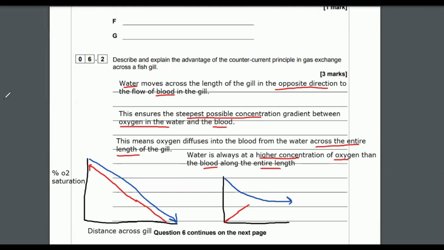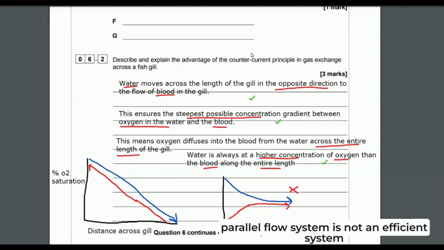What will actually happen is, in a parallel system, they'll both level out here in the middle, where they reach 50% oxygen in the blood, 50% oxygen saturation of the water, and we get no net movement. They're in an equilibrium, but the result is that the blood does not have a high amount of oxygen saturation. So the parallel flow system is not a very efficient system for gas exchange in a fish gill.